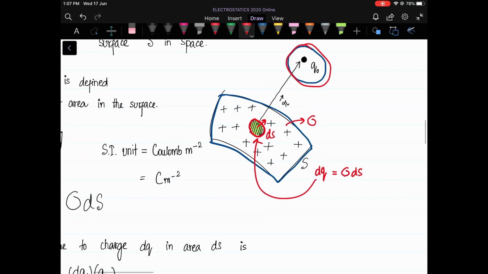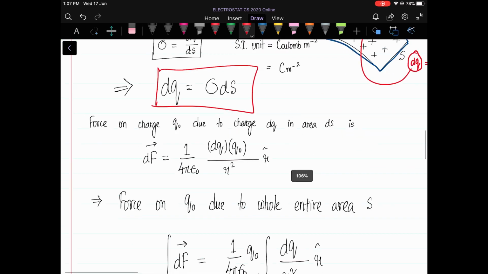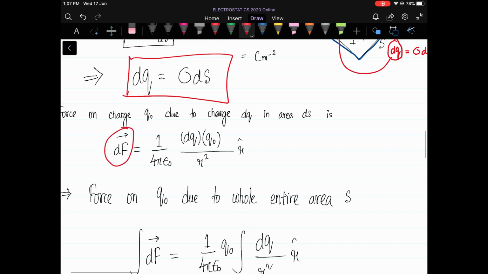Now we are going to find the force between this dq and this q naught. To do that, again I am writing Coulomb's law, 1 by 4 pi epsilon naught. I have written the charge dq present on the surface in this small area, I have written the other point charge, which is q naught, and I have divided by distance squared, and let's say it has a certain direction.